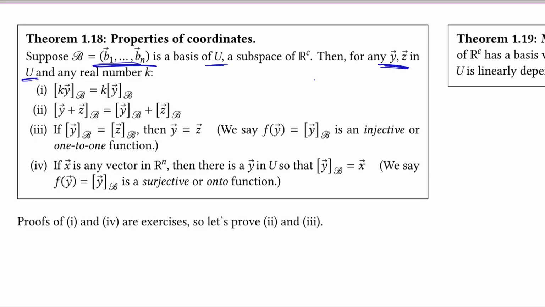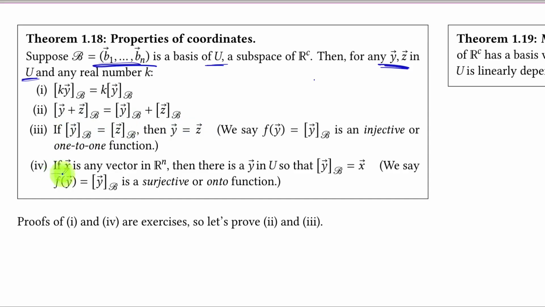And we also say that this coordinate function that takes a vector y in the subspace and gives you the B coordinates of that is an injective function, or a one-to-one function. And what that means is that if two vectors y and z have the same B coordinates, then it implies they're really the same vector. There's only one vector that will get you these B coordinates.